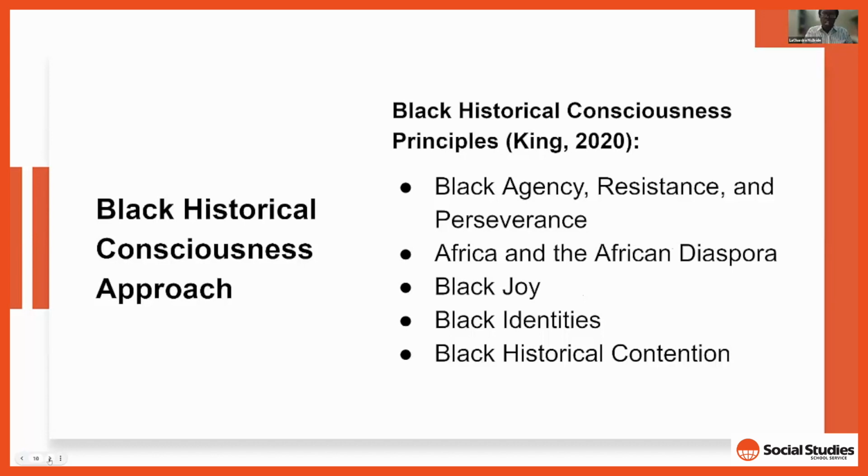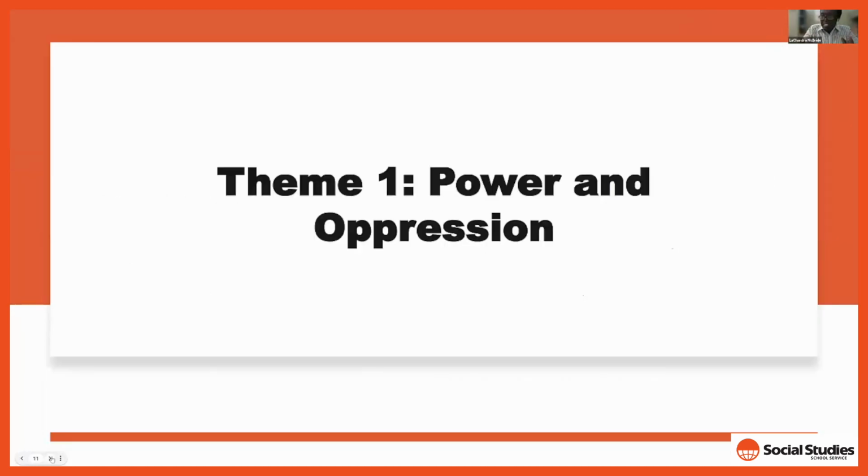And then finally, you have Black historical contention. Here you would explore the complexities of Black history, just as an example, maybe exploring the quite contentious issue of reparations. I did say that there were 6 themes. We just briefly reviewed 5 of those, but our focus today is what is listed as actually the first principle in Dr. King's article within the framework, which is power and oppression.